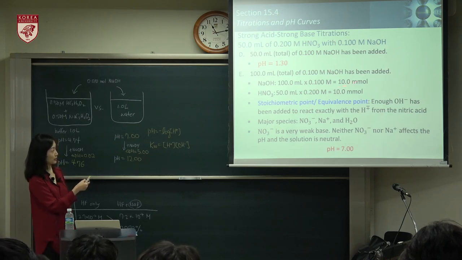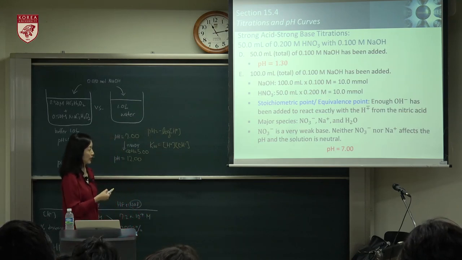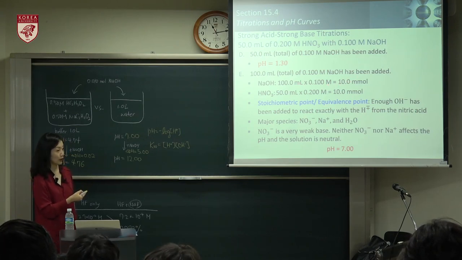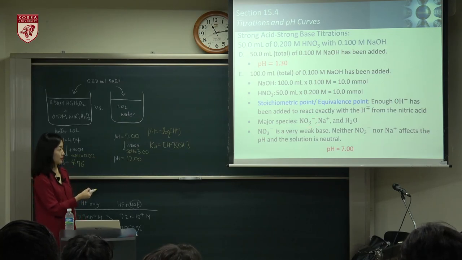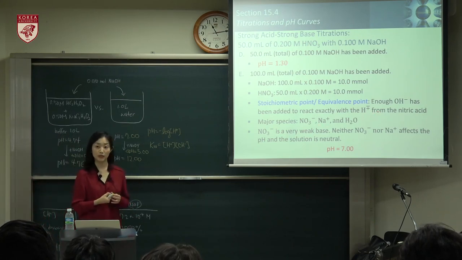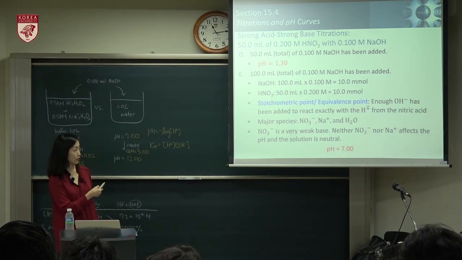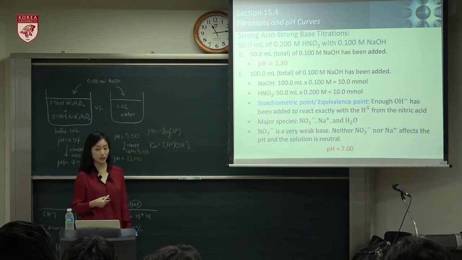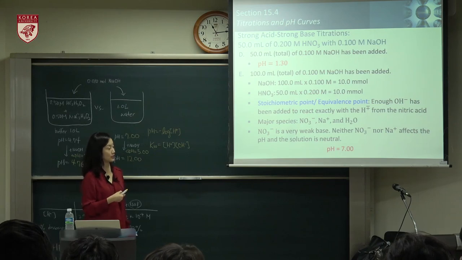So enough OH- has been added to react exactly with the H+ from the nitric acid. So there is a neutralization reaction between the two to form water. And now the major species are NO3- and Na+ in water. We don't have any H+ or OH-. We know that Na+ is neither acidic nor basic in water, and NO3- is a very weak base. So neither the NO3- nor the Na+ will affect the pH, and the solution is neutral. Okay, so the pH at this point, at the stoichiometric point, is 7.